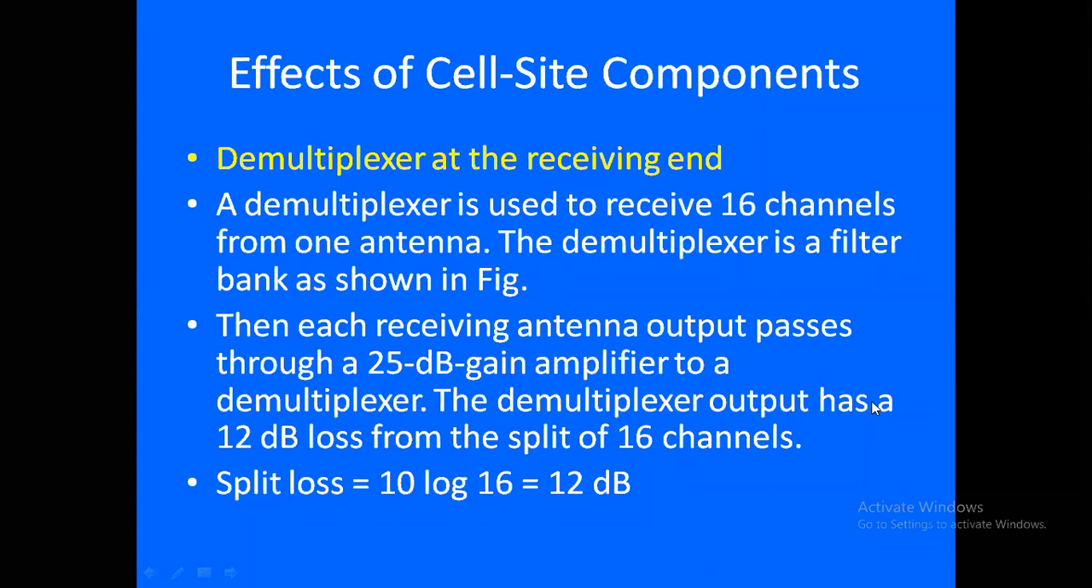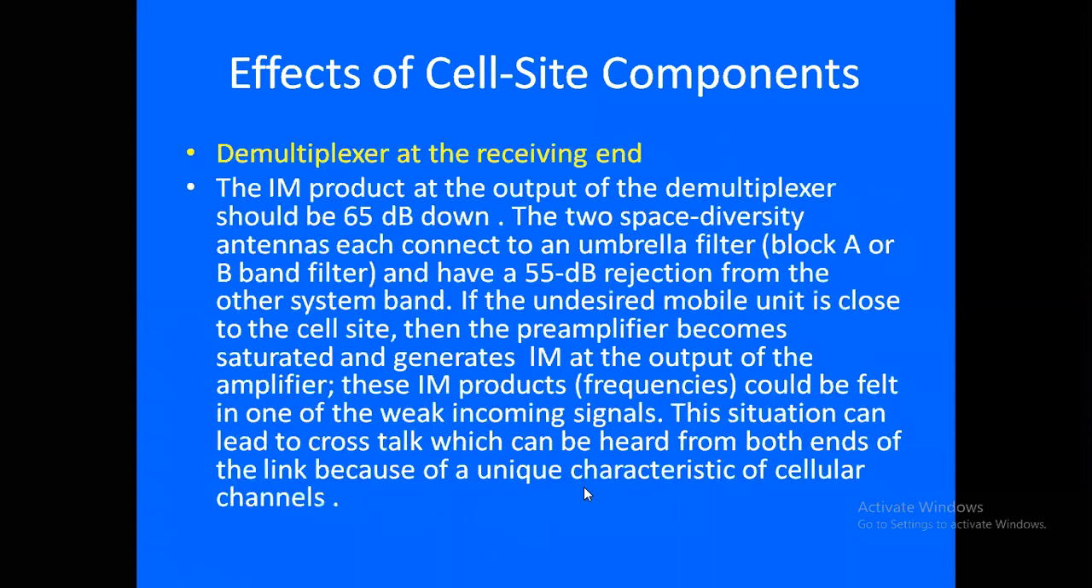The demultiplexer output has a 12 dB loss from the split of 16 channels. So split loss is given by 10 log 16, because there are 16 channels, which will be 12 dB. The intermodulation product at the output of the demultiplexer should be 65 dB down.